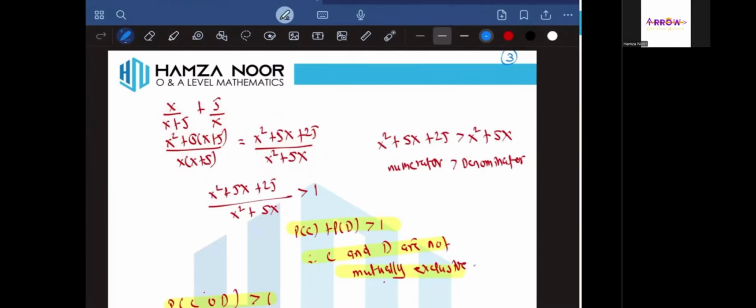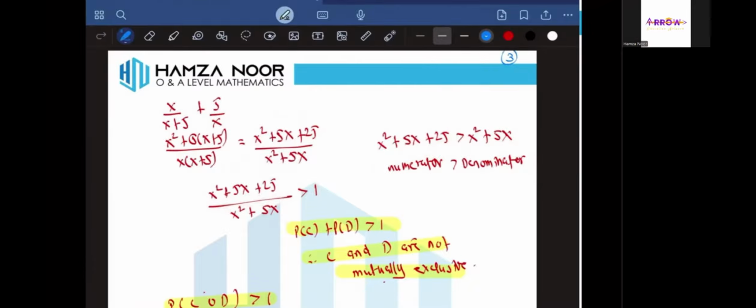Now here we need to prove something. Since obviously x square plus 5x plus 25 would be greater than x square plus 5x. Make sense or not? Because 25 is being added after x square plus 5x. As simple as that. So what we can say is that in this fraction, the numerator is greater than the denominator. So this essentially means that x square plus 5x plus 25 divided by x square plus 5x is greater than 1. Isn't it?